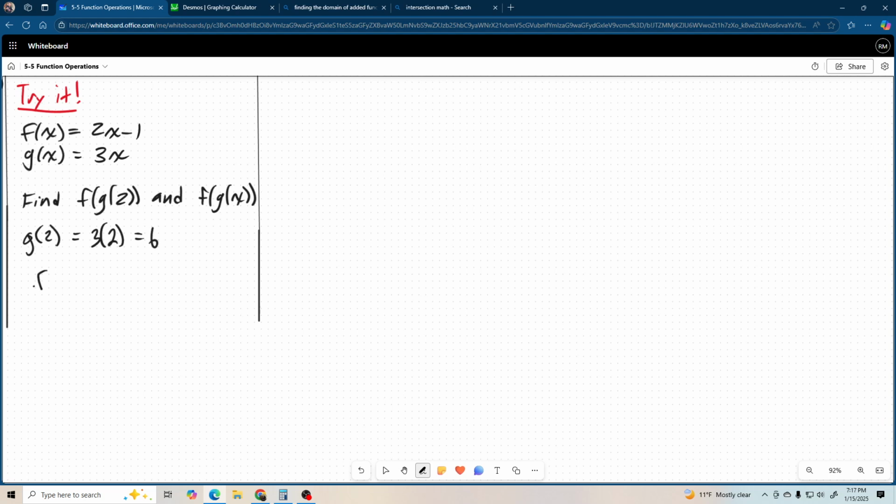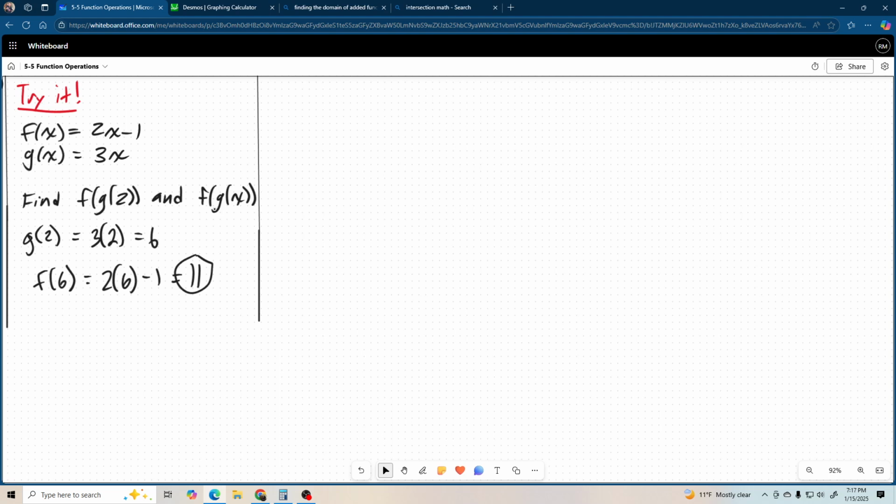Now we have to find f of g of 2, and g of 2 is 6. So we have to find f of 6, right? And remember that if we're just substituting this 6 in for x, this is going to equal 2 times 6 minus 1. 2 times 6 is 12, minus 1 is 11. So f of 6 is 11. So f of g of 2 equals 11, right? So if we start with the number, we're essentially just substituting numbers in for the x's all over the place until we get down to the number at the end.